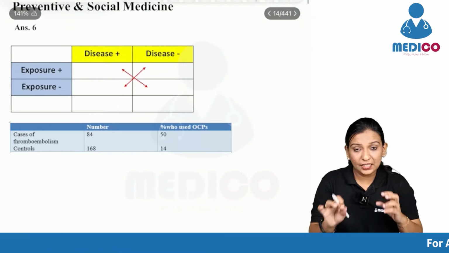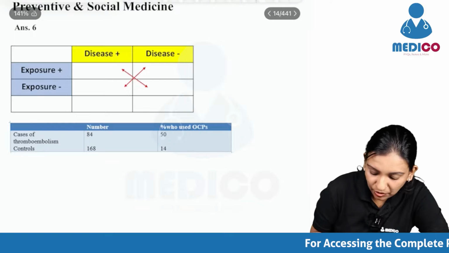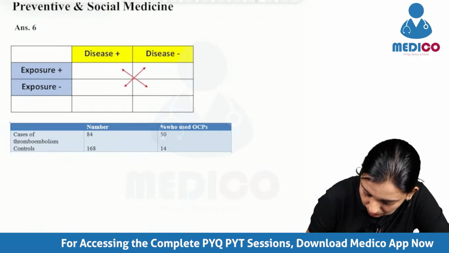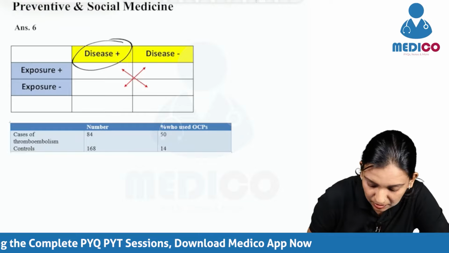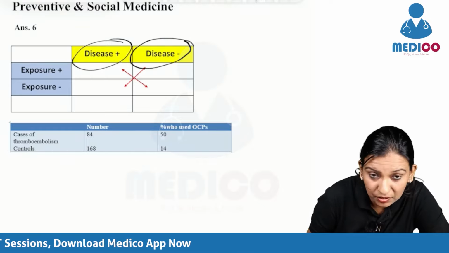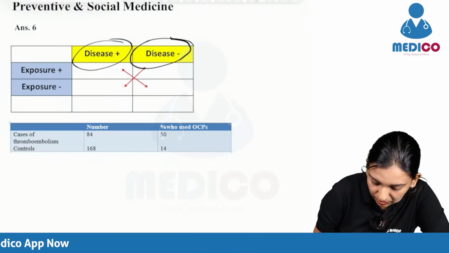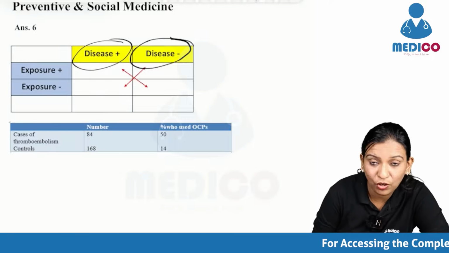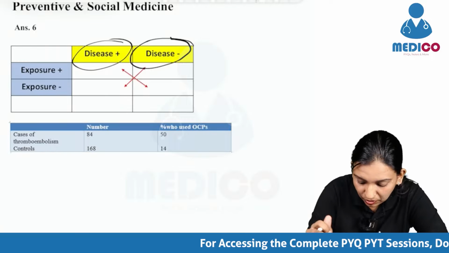So in any 2 by 2 table, this is how you make it. The disease should come here, okay? These are the people with the disease. These are the people without the disease. And on this side, you get your exposed and those without the exposure. This is the basic format of the 2 by 2 table. Now your work is to fill this in.